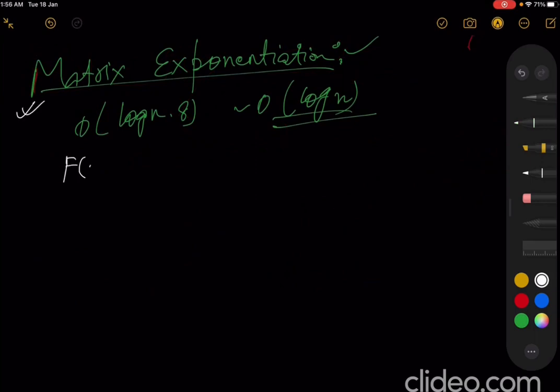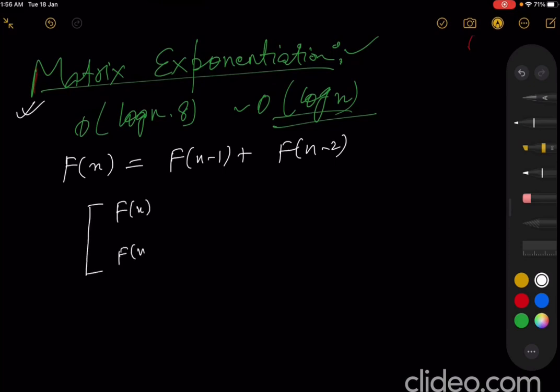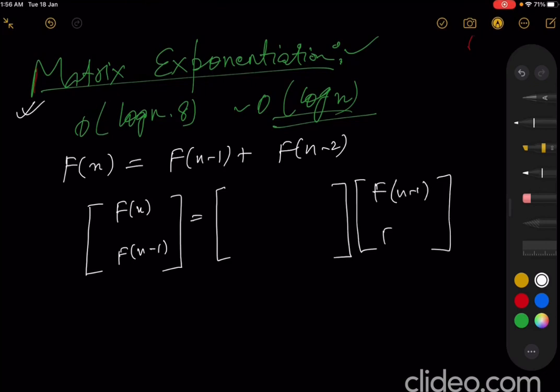So the general equation for Fibonacci number was f of n is equal to f of n minus 1 plus f of n minus 2. So what we can do is write it in the form of a matrix like this. Let's say we declared a matrix like this, and we can write it like this: f of n is equal to f of n minus 1 and f of n minus 2.